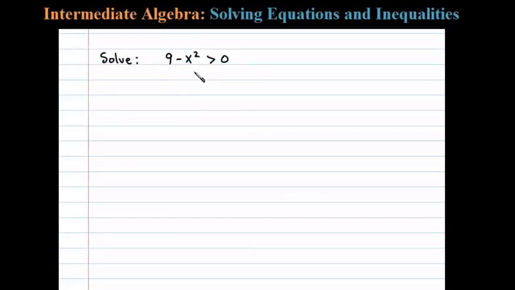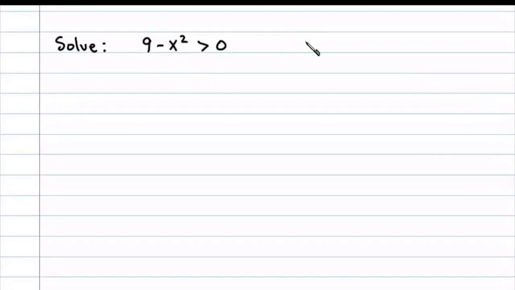Solve 9 minus x squared is greater than 0. Now the first thing I notice is that this is a quadratic inequality. If we let f of x equal 9 minus x squared and graph that, we would notice that this function would be a parabola opening downward. And so the question asks, when is this function greater than 0? In other words, when are the function values positive?